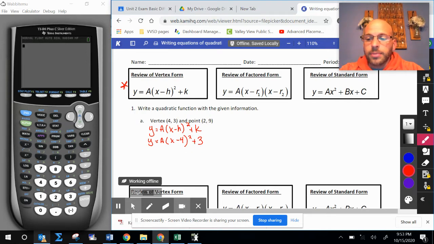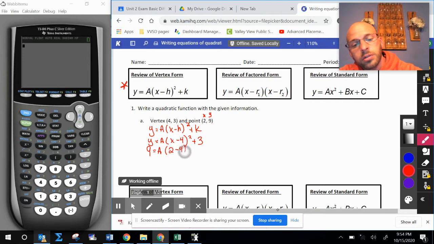Now, after I substitute the values of the vertex in, now I can take the values for the extra point that I have. Those are your x and your y values. So my y is 9, my x is 2, and when I plug those in, now I can simplify and solve it for a.